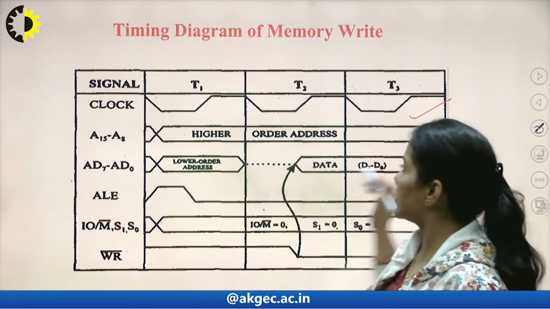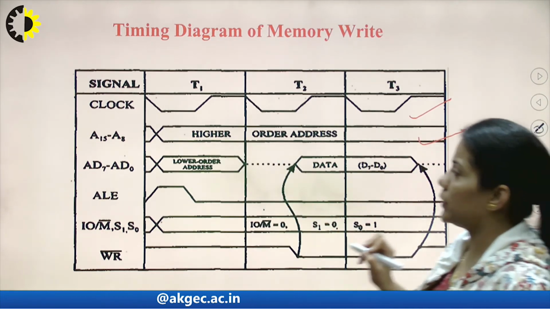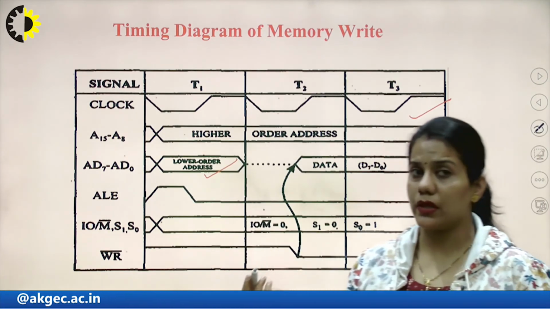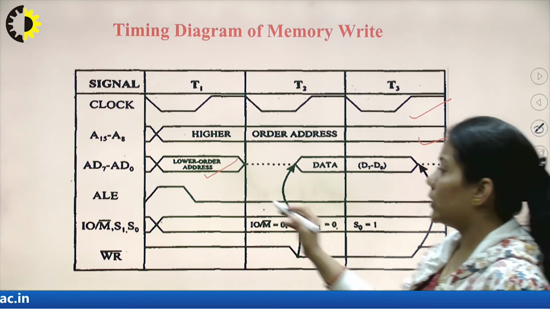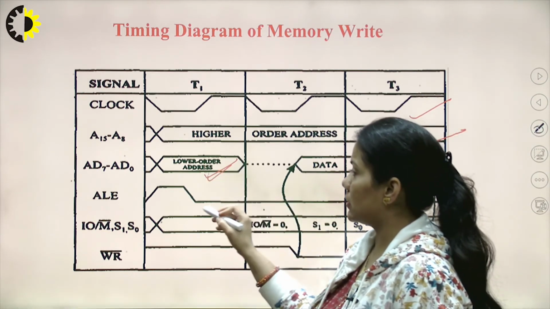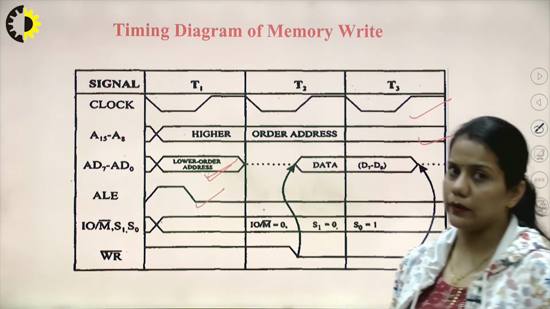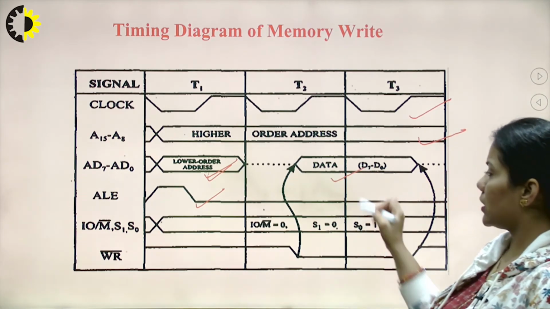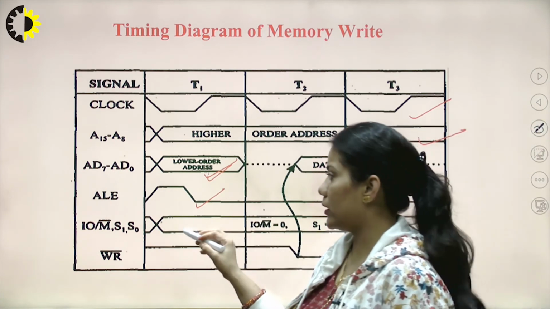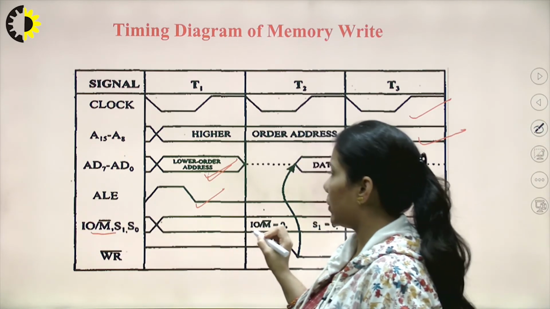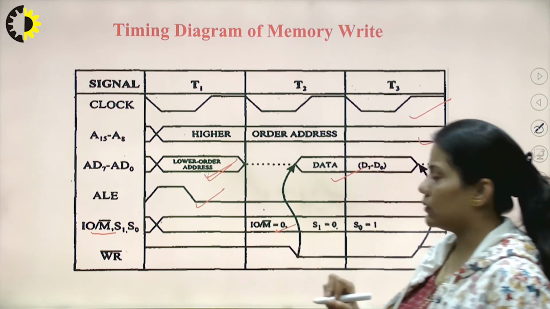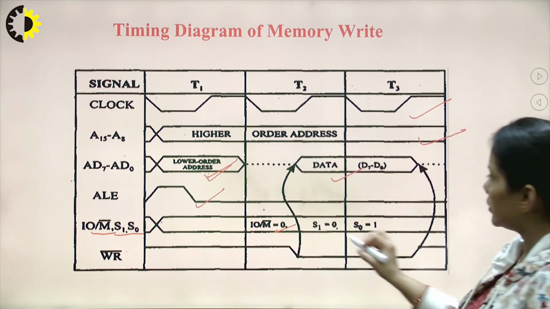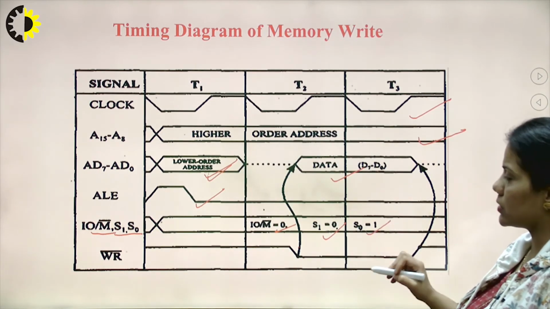Again higher order address is carried by the higher order address bus A8 to A15. Lower order address is latched during the first T state using the multiplexed address and data bus, and during this time the ALE signal is high. Again during the T2 and T3 states, data is placed using the data bus. IO/M-bar is 0 since this is a memory operation. And again S1 is 0 and S0 is 1.